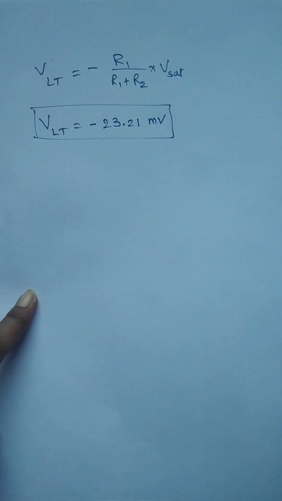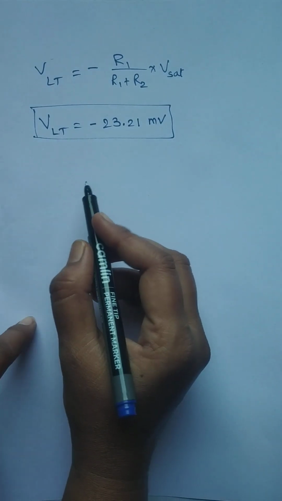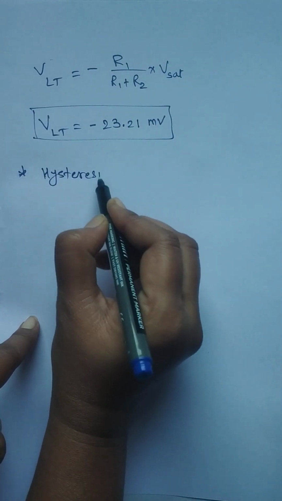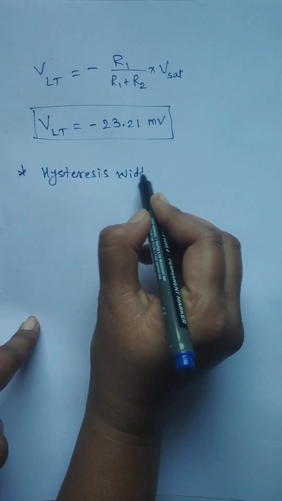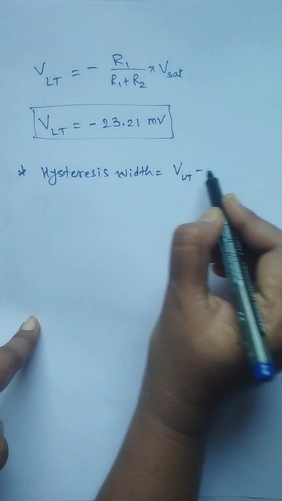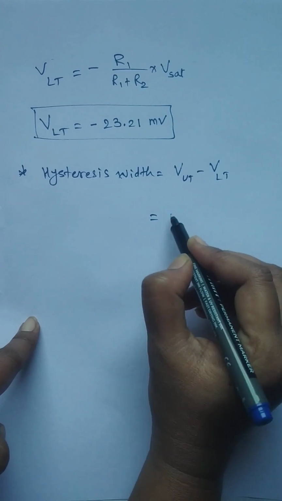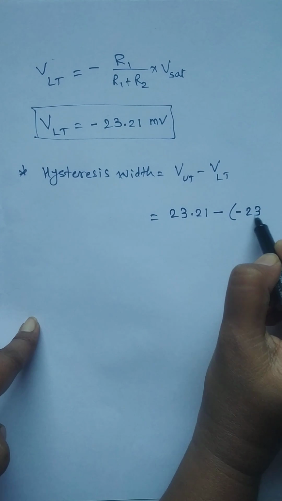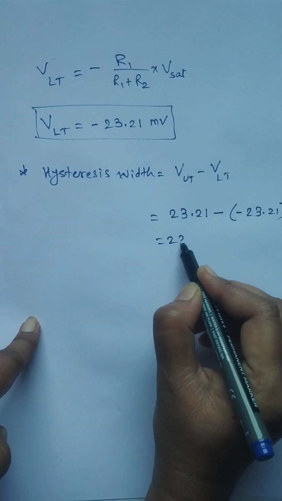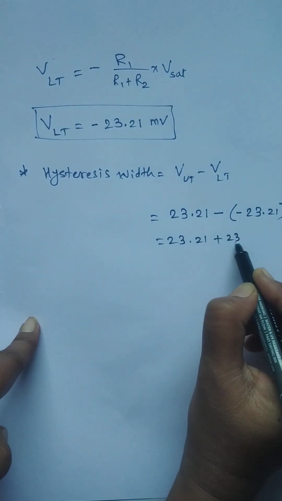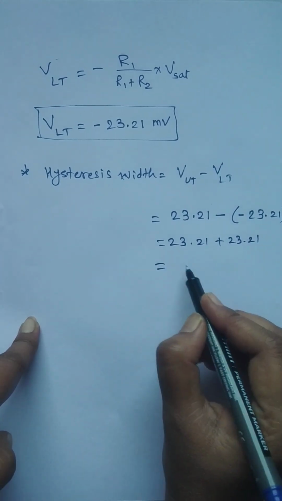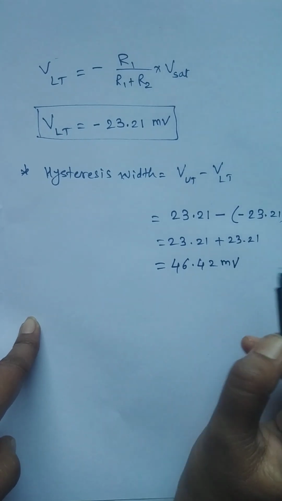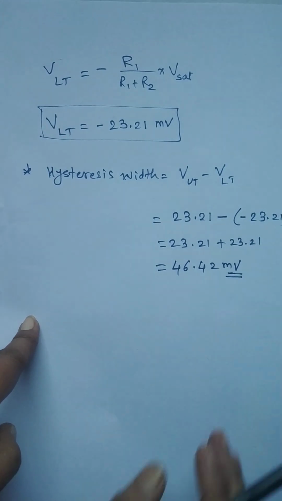The second question asked is to find out the hysteresis width. We can find out the hysteresis width as VUT minus VLT. So VUT we obtained is 23.21 minus VLT, which is minus 23.21. So it will be 23.21 plus 23.21, which is 46.42 millivolt. Again, remember to mention the units.